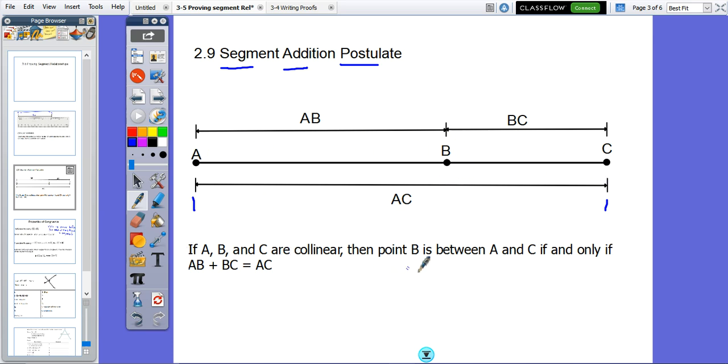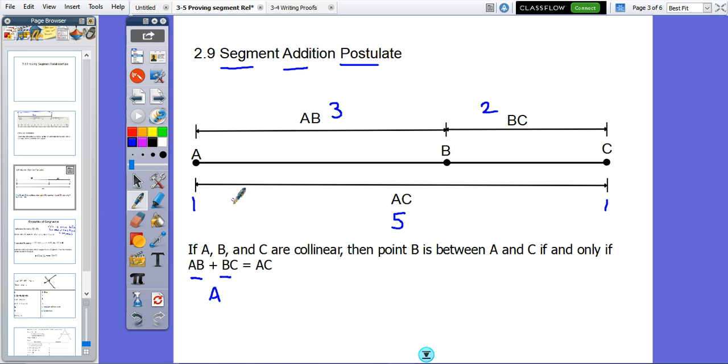So if you have A, B, and C collinear, and B somewhere between, it doesn't have to be in the middle, it just has to be in between, then I can add the 2 smaller segments, AB plus BC, to create a new segment AC. That's a great one because you can show how to combine them to make one. For example, if this was 3 units long and this was 2 units long, this new one is now 5 units long. It didn't change how long it is for the 2 of them. It just combined them to make one.